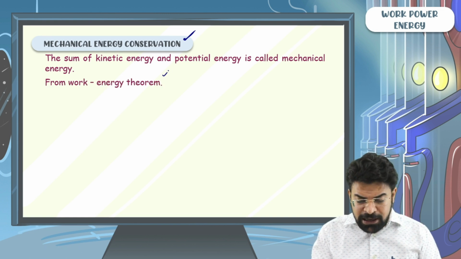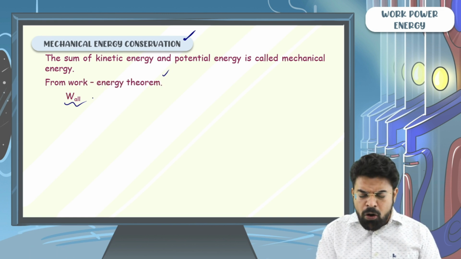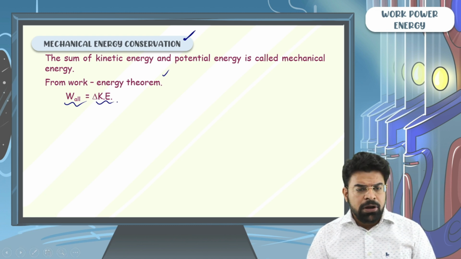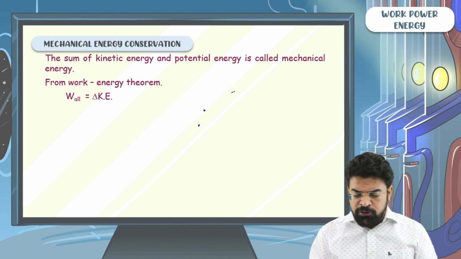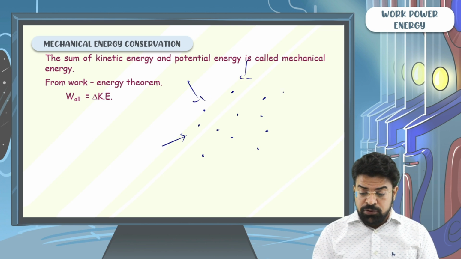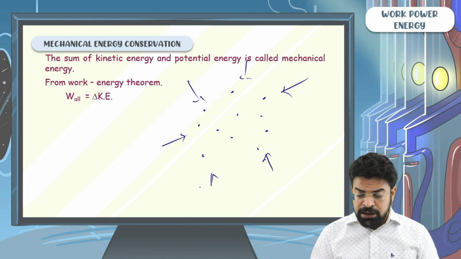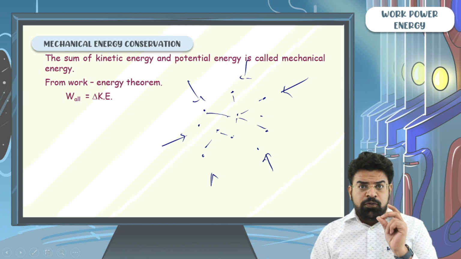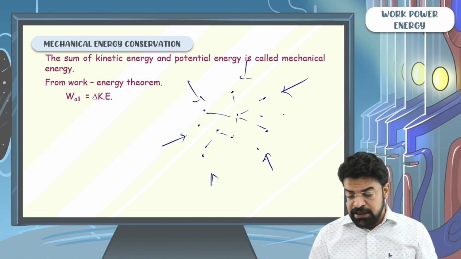From the work energy theorem, we know that work done by all the forces equals the change in kinetic energy. Quite simple. Now think of a system of particles. What type of forces can act on it? There might be some external forces, or there might be some internal forces. The internal forces can be of two types. They can be conservative or they can be non-conservative.